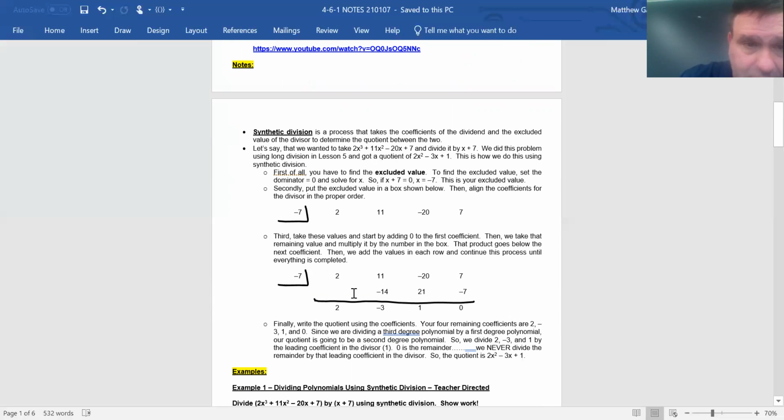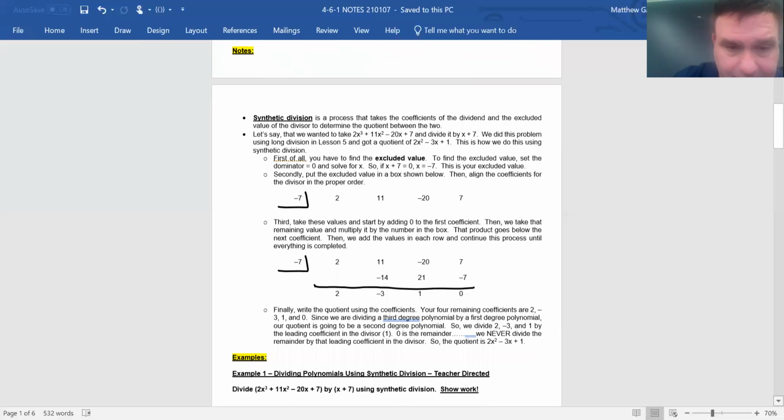Okay, and basically what I have here, and I'm going to leave this up for a few days, is kind of a review of how we do problem 1. Okay, and it's also, if you look at the notes from lesson 5, we divided the same two polynomials through long division and got the same answer, which is down here, 2x squared minus 3x plus 1. Okay, so I'll take you through it in example 1.